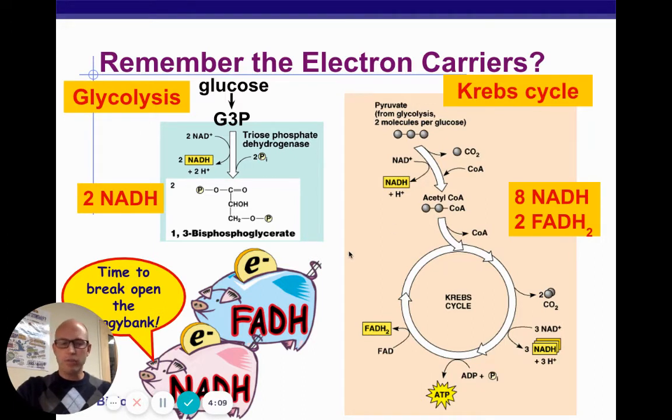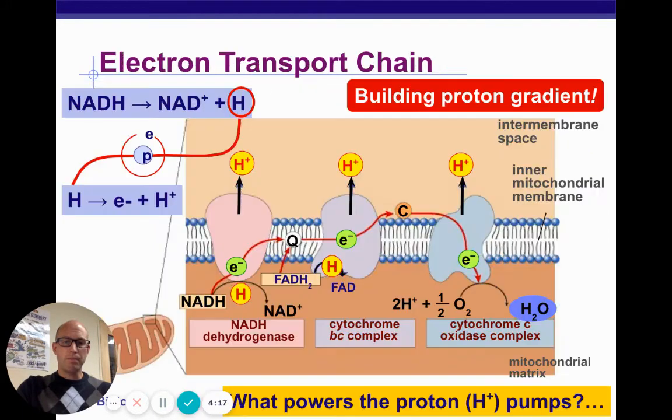We filled them with hydrogens. We're kind of using those interchangeably. We reduced them, in other words, right? And now we want to oxidize them. We want to cash them in. So, where do we do that?